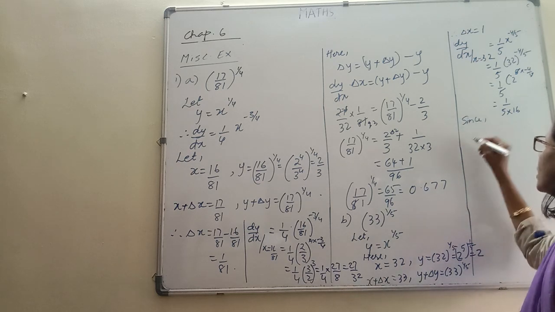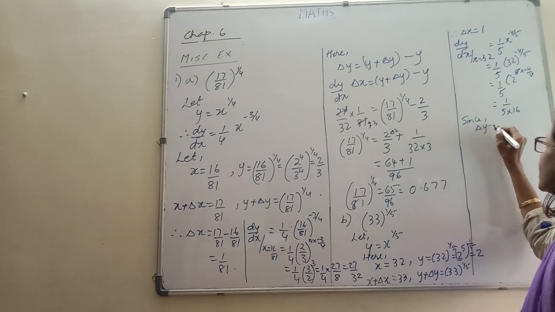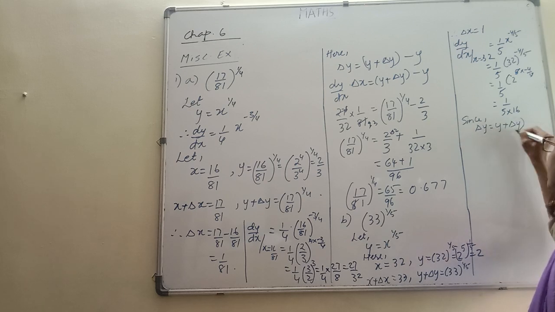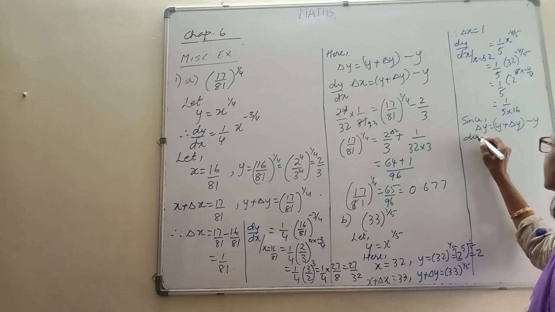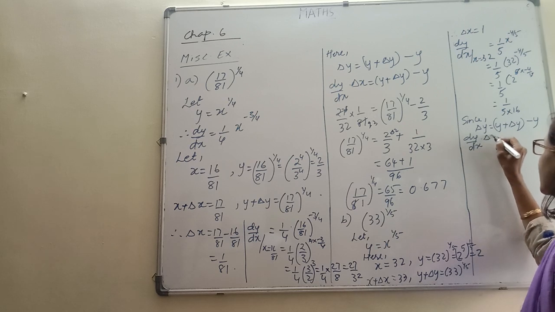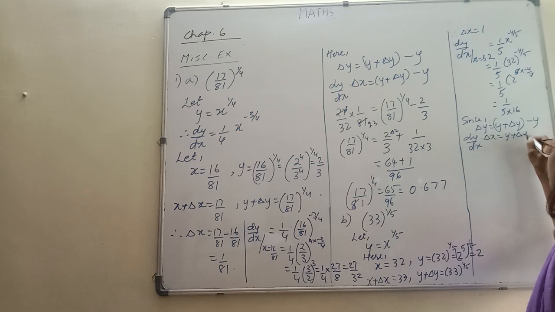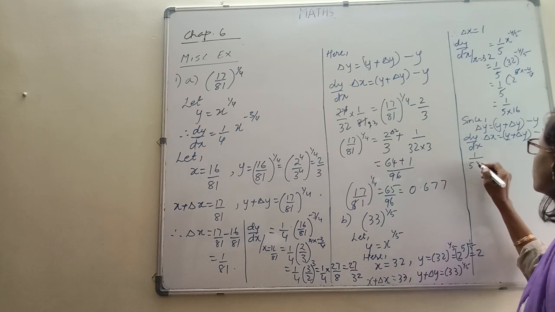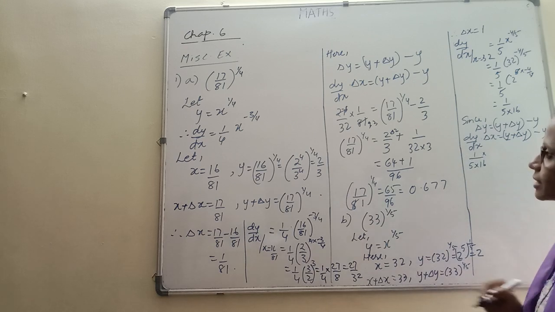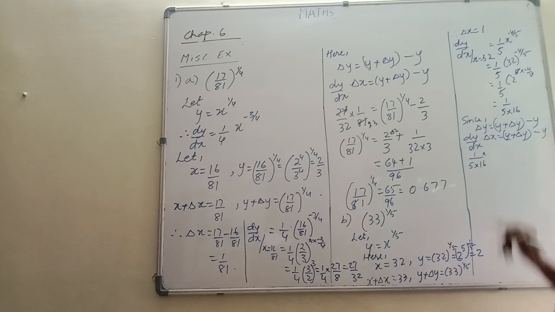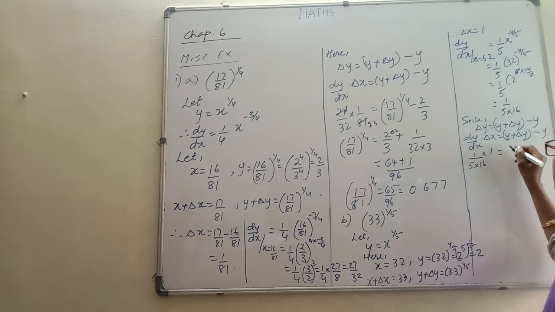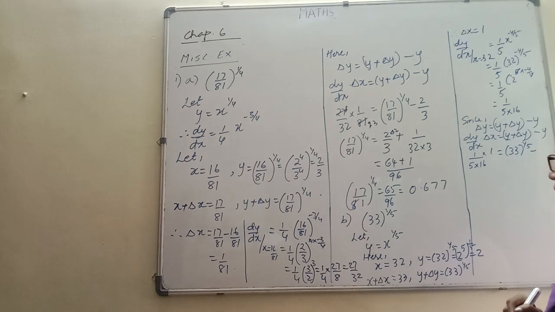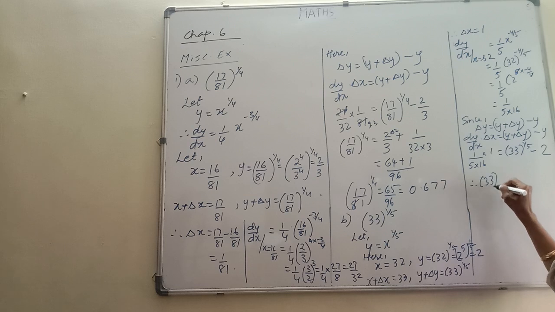Since we know that delta y is y plus delta y minus y, and this in turn is dy by dx times delta x, let's quickly make the substitutions and get the answer. Dy by dx for us is 1 over 5 times 16, times delta x. Where is our delta x? Delta x is 1 for us, and y plus delta y is what we need to find, 33 raised to 1 over 5. And y, where is my y? Y is 2.